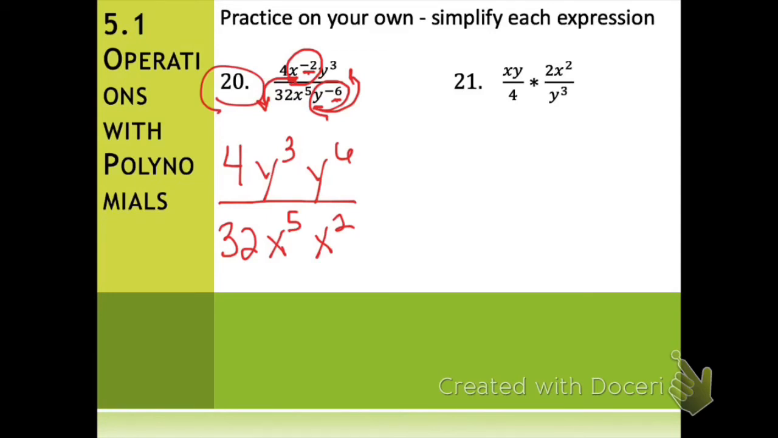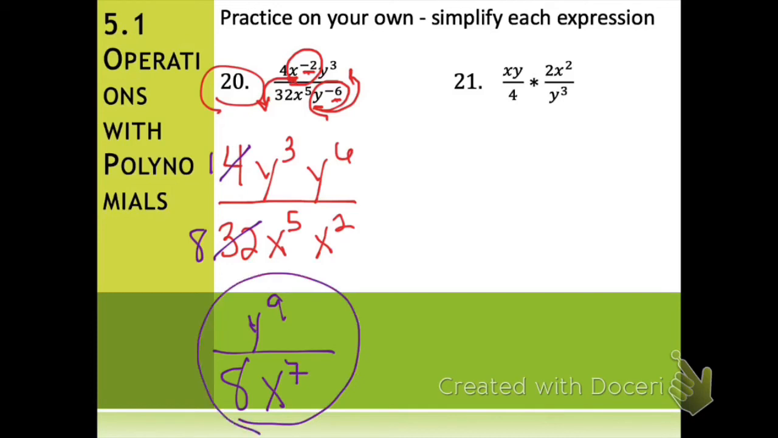Now I can kind of just simplify. First thing, I can actually reduce both those numbers by 4. So 4 goes into this once, 4 goes into this 8 times. And then I can put the y's together. So on top, I have 1 y to the 9th, or I can just write y to the 9th is fine. And on bottom, I have 8 x to the 7th. And that's my final answer. That actually worked out kind of nice.